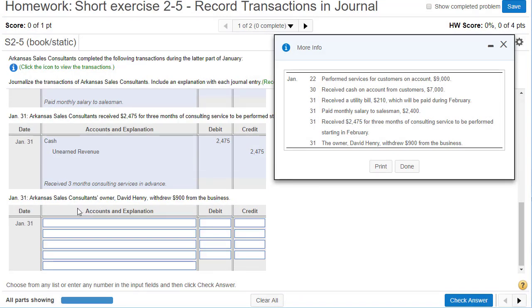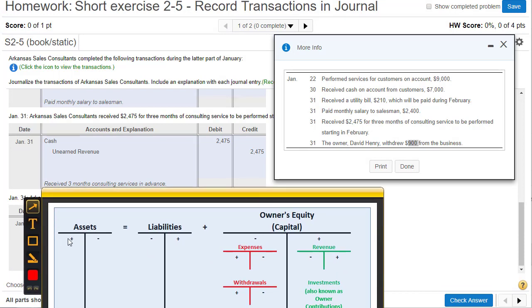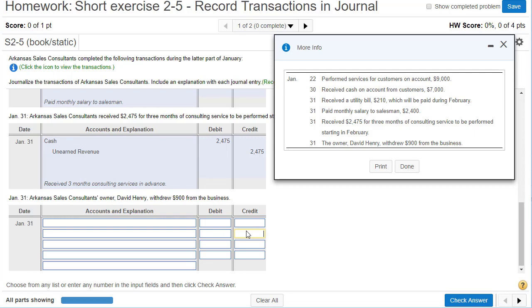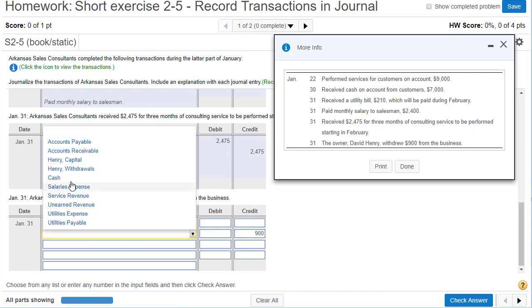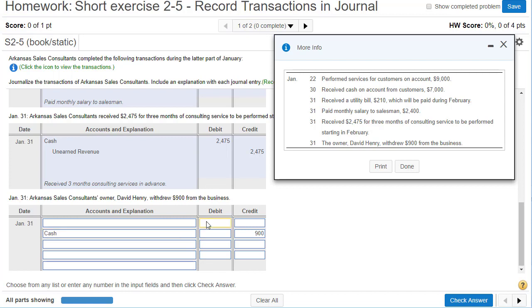All right, and lastly, the Arkansas, well, you can read the transaction here, or you can read the transaction here. Always double check to make sure that if there's any extra information over here. So the owner, David Henry, withdrew $900. So since cash is the easiest to understand, let's analyze cash. So which way is cash going? Remember, cash is an asset. So does the business have more cash or less? Well, the owner's taking the cash out of the business, so we have less. So that's going to be the credit account. So cash is going down. Now we need a $900 debit.